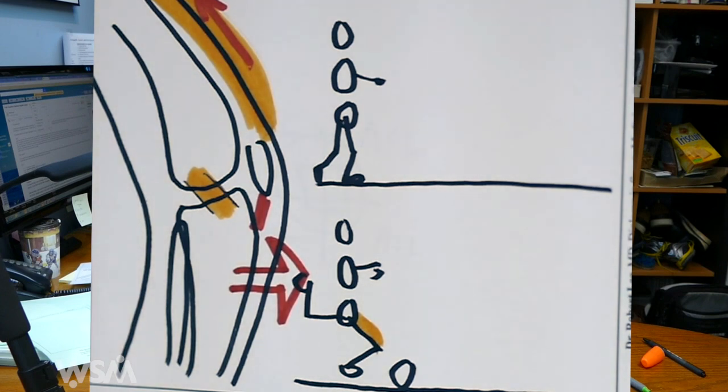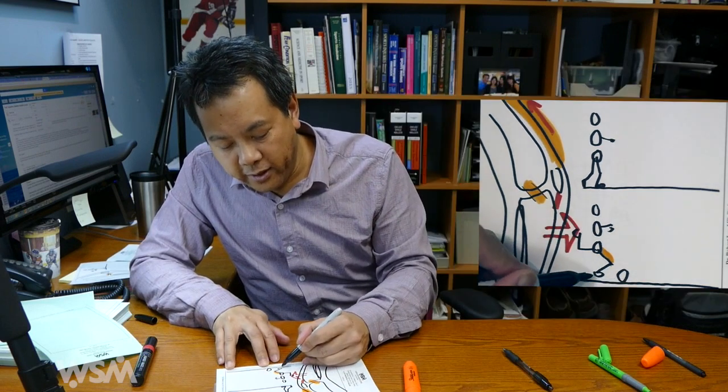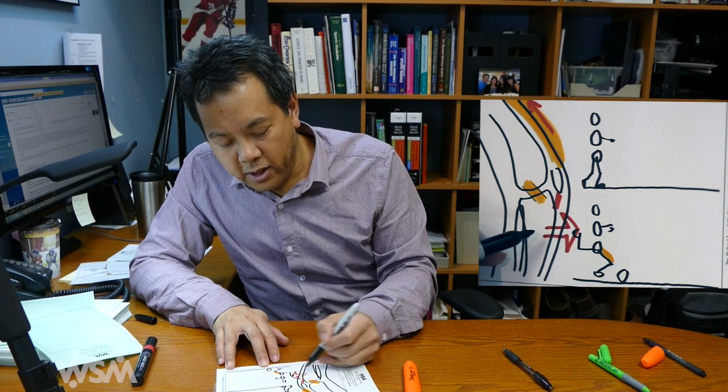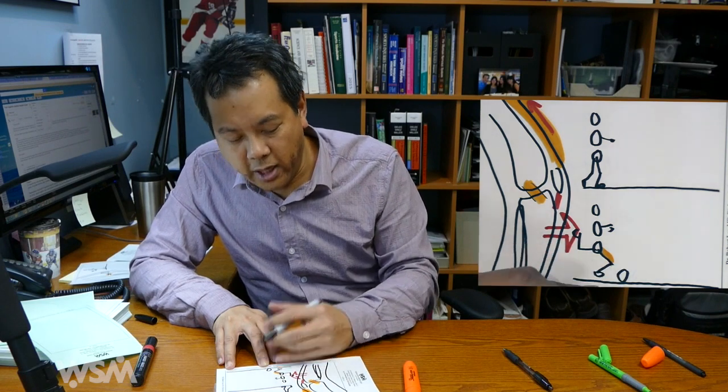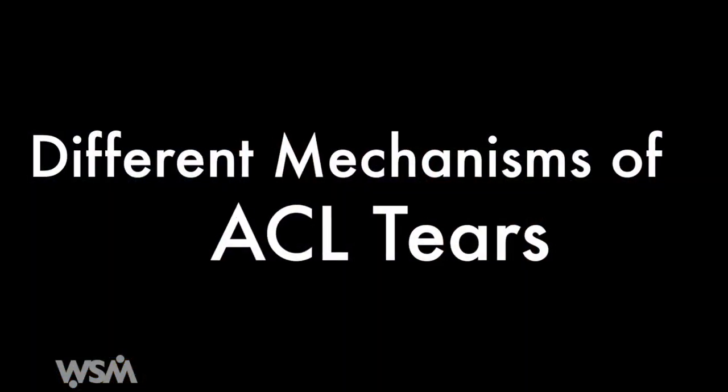So athletes who land a jump, who are in this athletic position, fire their quads, their knee can shift forward, and that can cause an ACL tear, where it just does not happen in someone who's walking or jogging, running a marathon. It doesn't really happen that way.